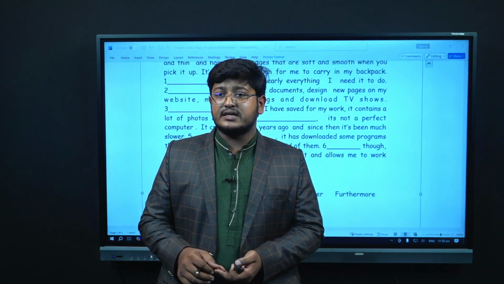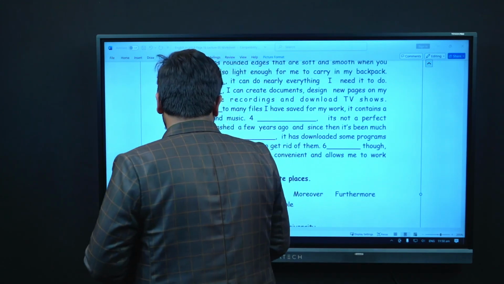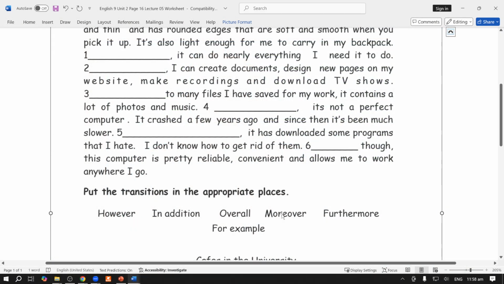Yes, Al Said school system, RYK, the girls. Moreover. So yes, moreover can be an appropriate transition word there. Let's suppose we read that. Moreover, it can do nearly everything I need it to do, because previously it's also light enough. The person who is writing the paragraph is actually describing the benefits of that notebook, how that notebook helps him or her. So that's why here we will insert moreover: it's also light enough for me to carry in my backpack. Moreover, it can do nearly everything I need it to do. So moreover is the right answer.